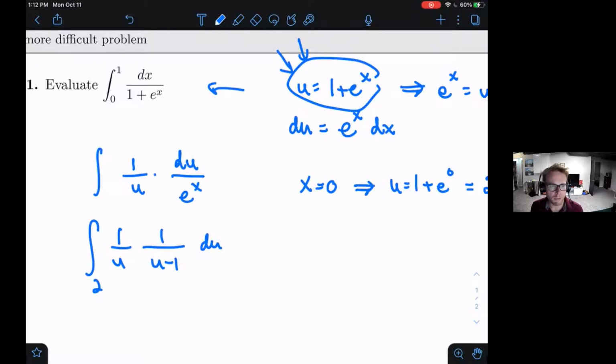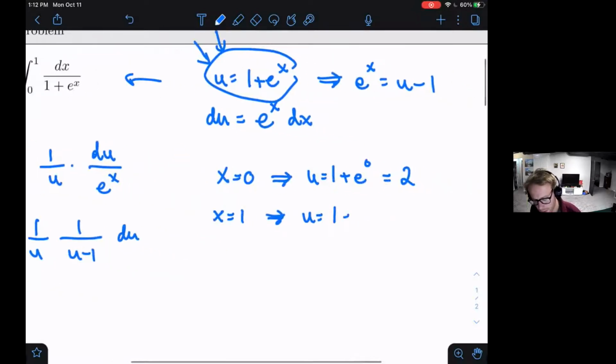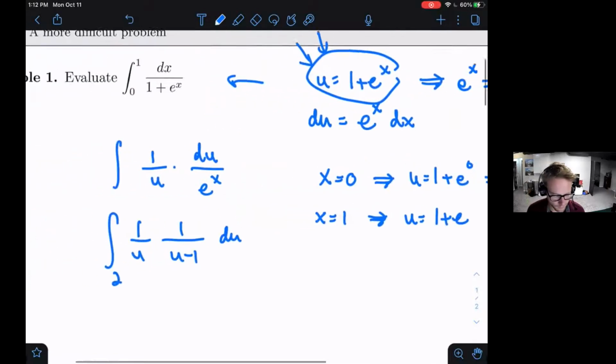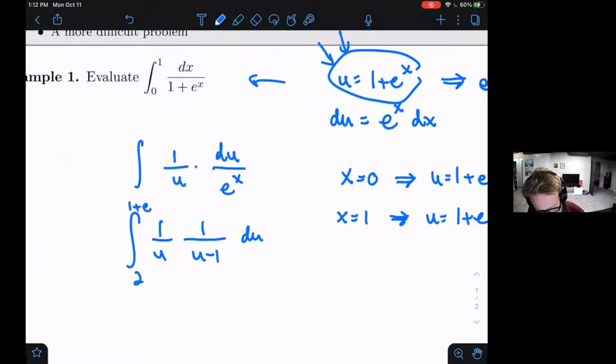Now, for our upper bound, we have 1, so x equals 1. This corresponds to 1 plus e to the first power. And that's just 1 plus e. Can't really simplify it more than that. Don't want to really use our calculator and round too early here. So even though we could plug this into our calculator and get some decimals, I'd be wary about rounding too early. So this is where I'm going to leave it.